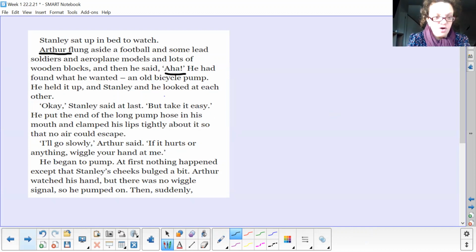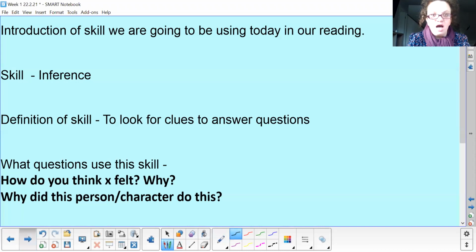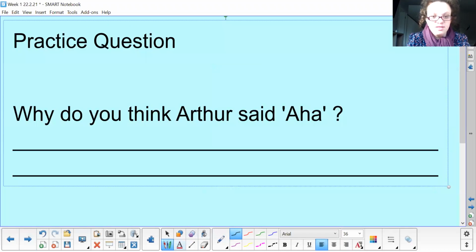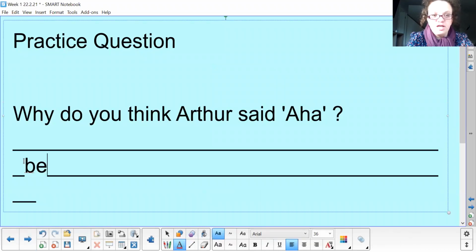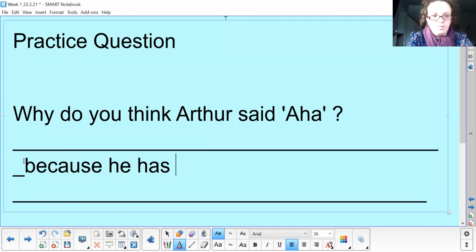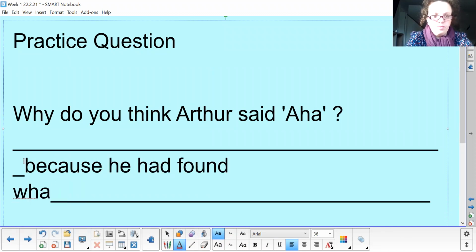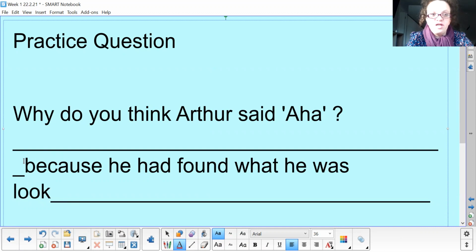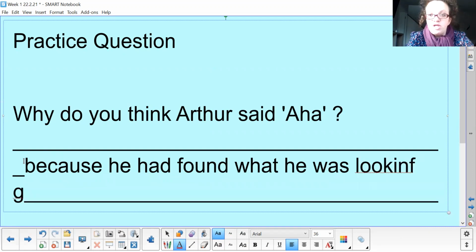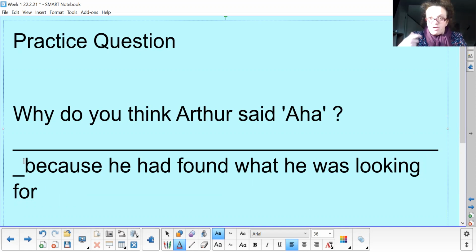Okay, and well done if you've got that. So the reason he said, aha, was because he had found what he was looking for. Look in the text, it says he rummaged all the way through and then he went, aha. So we know that it's probably because he'd found what he was looking for. He'd found what he needed. He doesn't actually say that's why he said, aha, but we've inferenced that that's why.